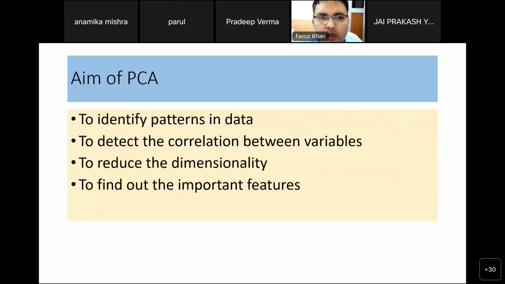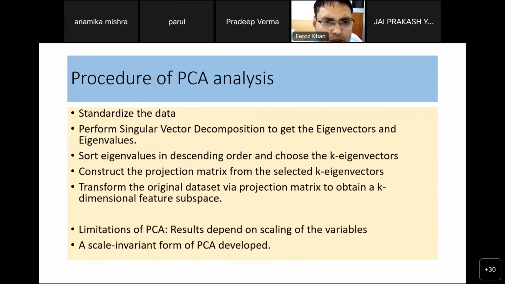And this is the procedure of the PCA analysis. Now come to the aim of the PCA. If you see, majorly we identify the pattern through PCA and to detect the correlation between the variables. This is a best mathematical method, and also the most important is to reduce the dimensions. And the important part in QSAR is to find out the chemical properties. So these are the four major aspects of the PCA.